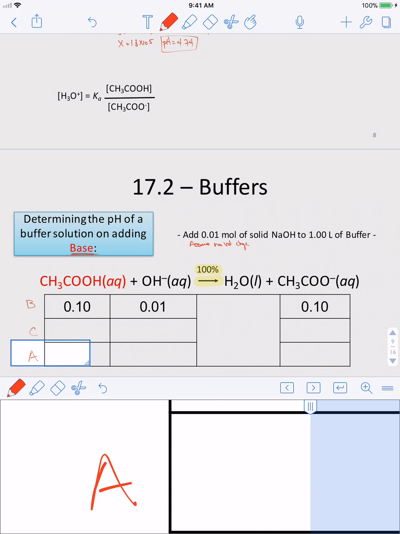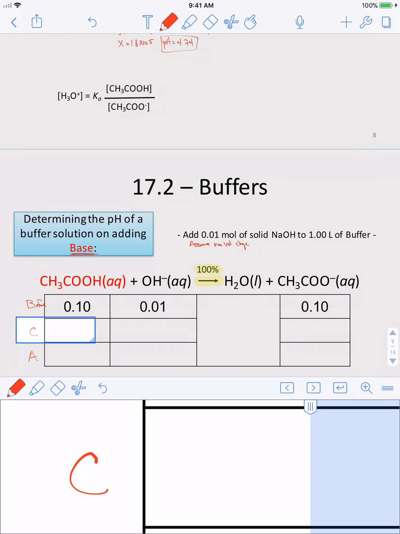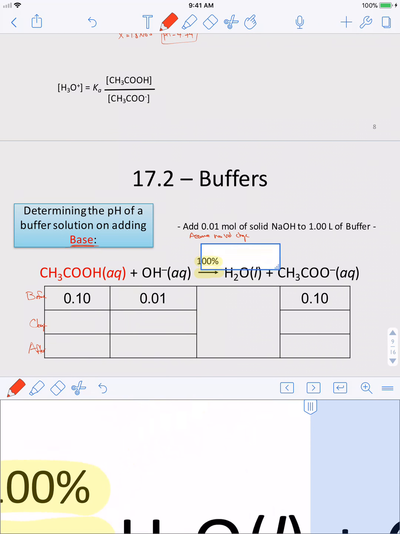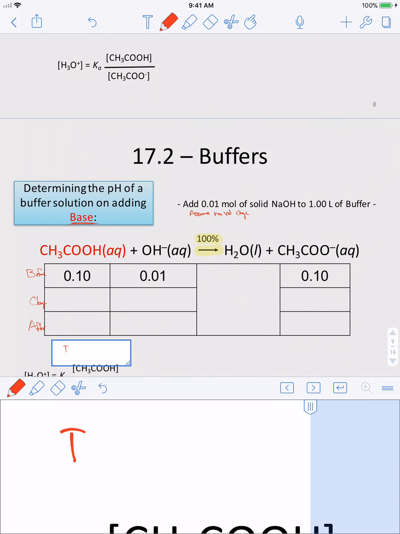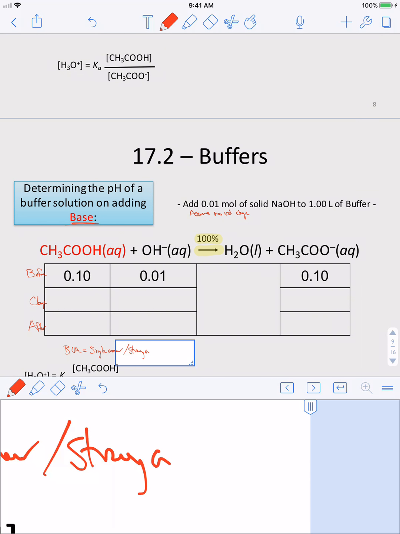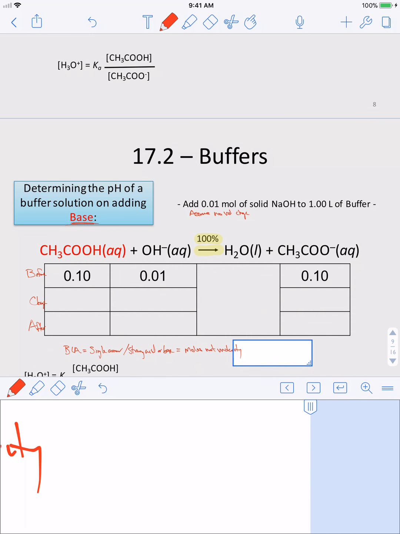In a BCA table, the B stands for before neutralization. So this is before. This is change. And this is after neutralization. The other difference in a BCA table is you want to use moles. So BCA, just to reiterate, BCA equals single arrow, and we have a strong base. We're not at equilibria anymore, and we use moles, not molarity. So these are the differences between BCA and RICE reactions.